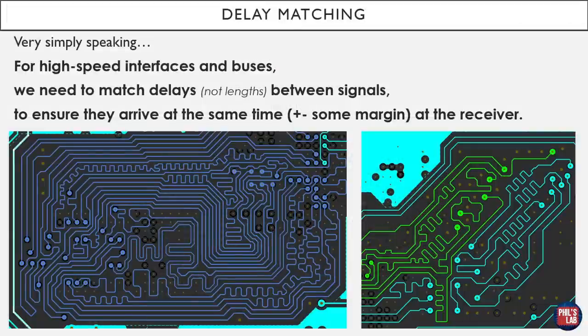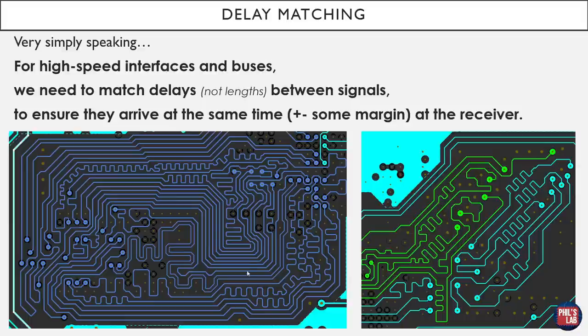Let's start off with the basics before we go into more detail. First of all, what is delay matching even? Very simply speaking, for high-speed interfaces, and this becomes more and more true the higher speed the interfaces are, and for various buses, we need to match the delays, not the lengths, as we'll see, between the signals. This is to make sure that from the transmitter to the receiver, these signals, in, for example, a parallel bus, or within differential pairs, arrive at the receiver at the same time, plus minus some allowed margin, which depends on the interface standard. As we saw in the real-world pictures just before, in the bottom side of this slide here, we can see how this is done in practice on a PCB.